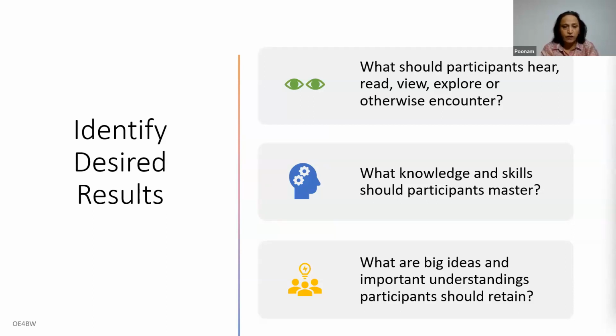3. What are the big ideas and important understandings participants should retain? This is most important. One thing is they should know, another is they must master, third is they must be retained. So we are focusing on what must be retained. The big ideas and important understandings are referred to as enduring understandings, because these are the ideas that instructors want students to remember even after their course gets complete.